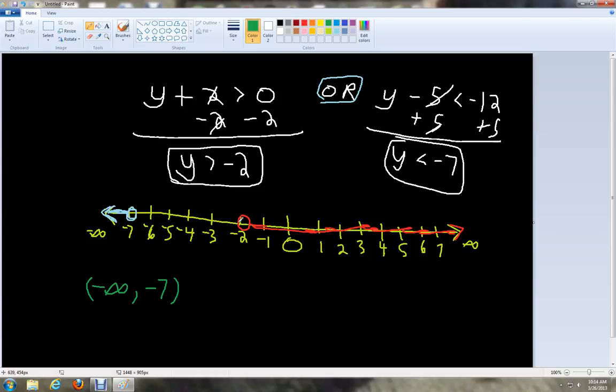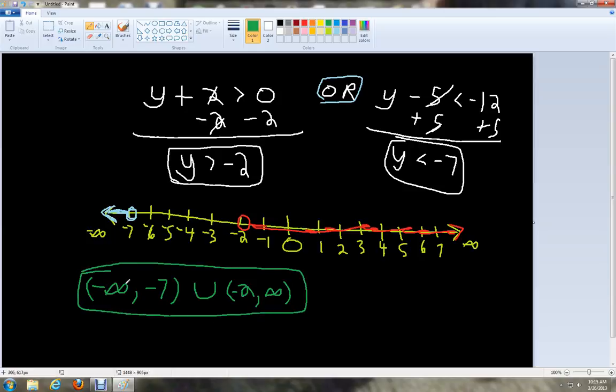And then we notice from here that we have another interval to consider, right? So we use this symbol called union, which means or, and then we start at negative 2, comma, all the way to infinity. So when you use the OR statement, you're usually going to use the union. You're going to union two intervals together. So starting from the very left, we go negative infinity all the way to negative 7, and then we do OR, the union, and then we go negative 2 all the way to infinity. And that would be our final answer in interval notation.